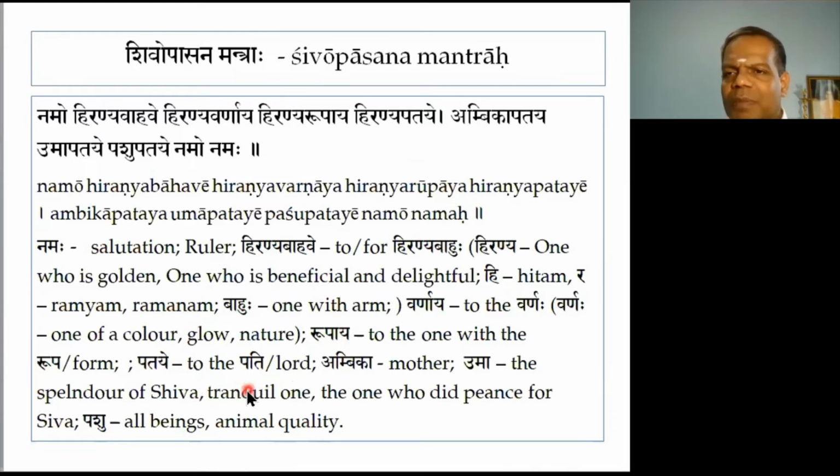Pati means Lord. Pataye means to that Lord. Means one who looks after. Pa, we have already looked at, one who protects. All that is good, all that is beneficial, all that is delightful is protected by the Lord. So that's why he's called Hiranya Pati.